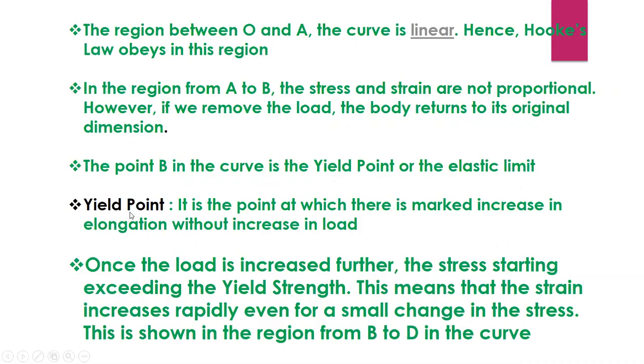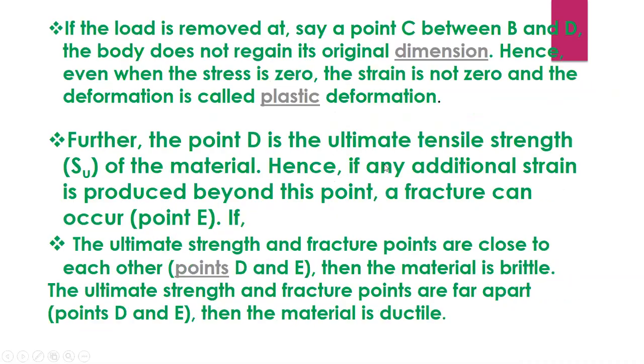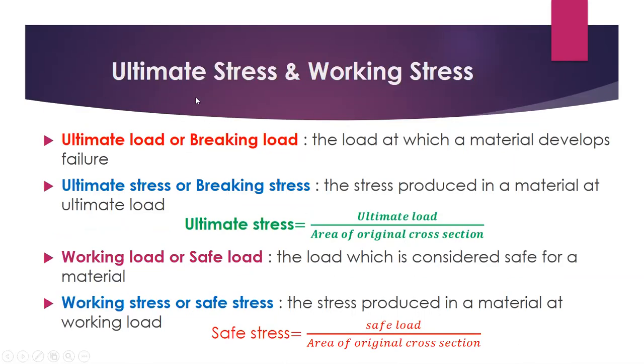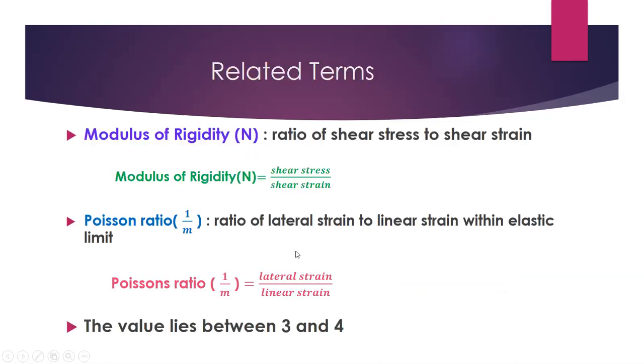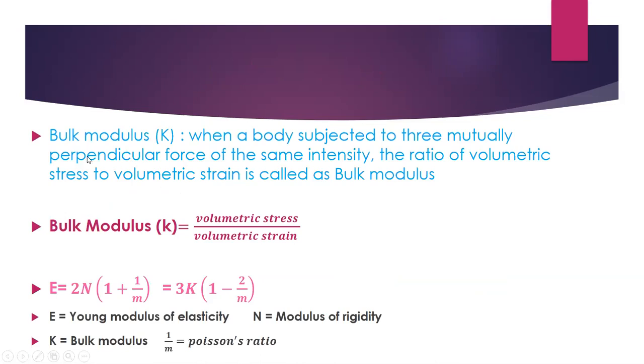Then we discussed the elastic limit or yield point. And then the ultimate load, ultimate stress, working load, working stress. Okay, the factor of safety will be more than 1. Then modulus of rigidity, Poisson ratio, bulk modulus. Okay, then one equation is there.